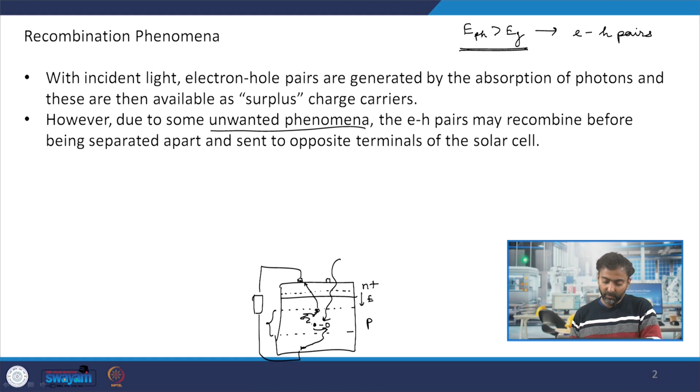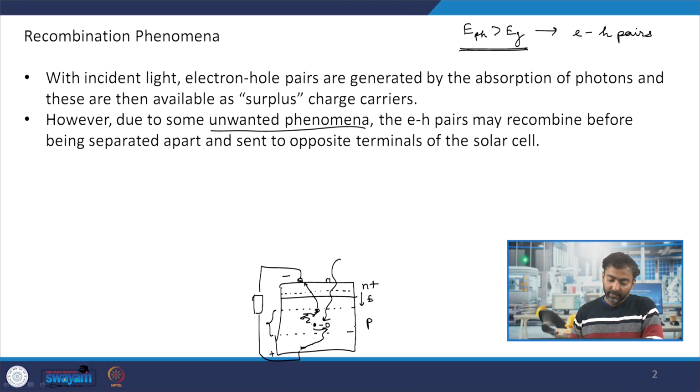So your electron should go to the front side or the negative terminal of the solar cell, and your hole should go to the bottom side or the positive terminal of the solar cell, and from there they should circulate through the external circuit and then come back and recombine.